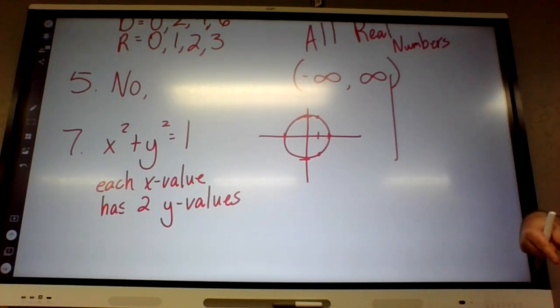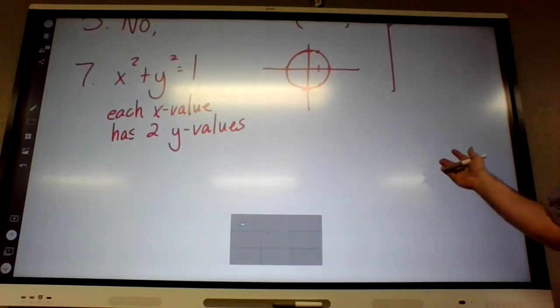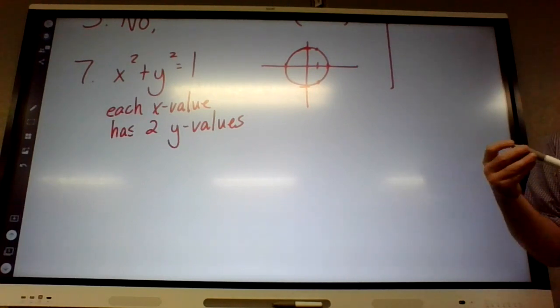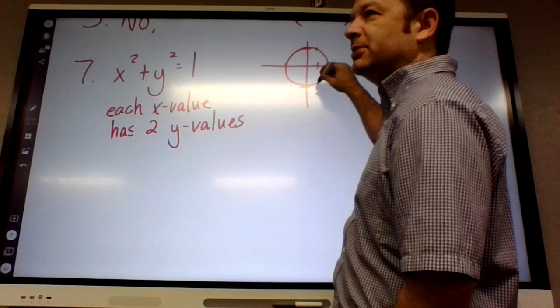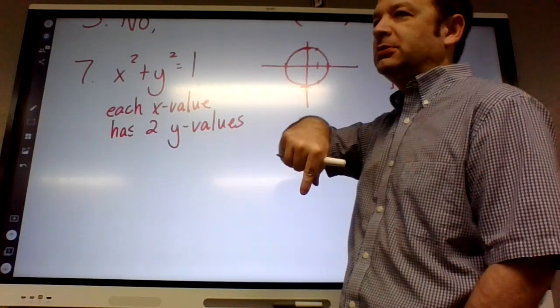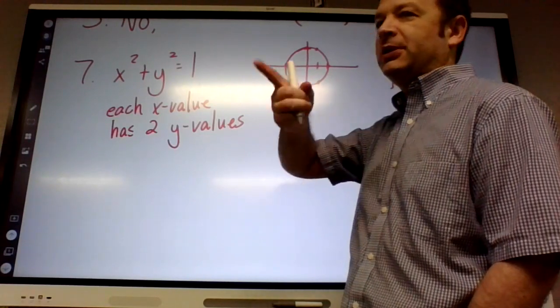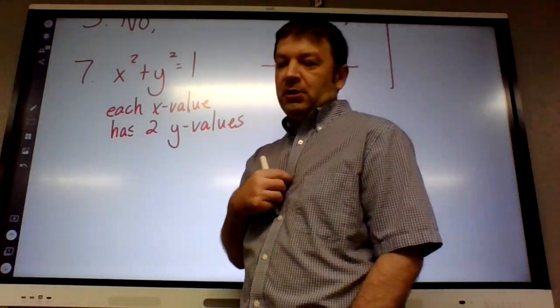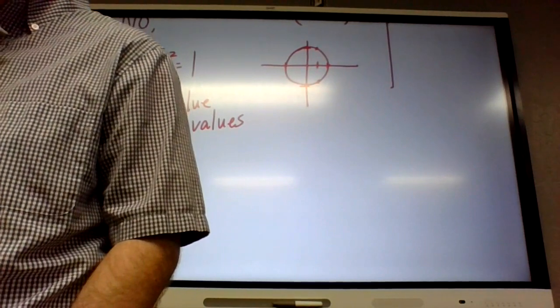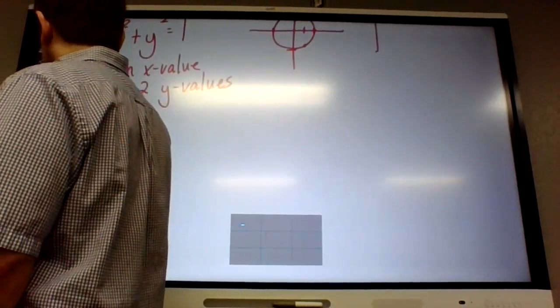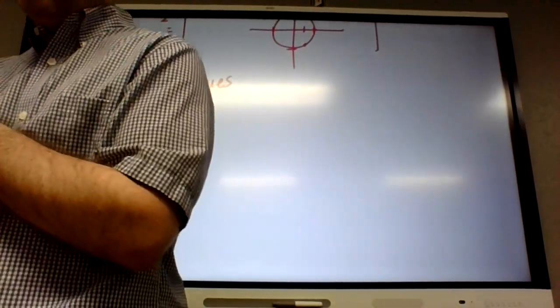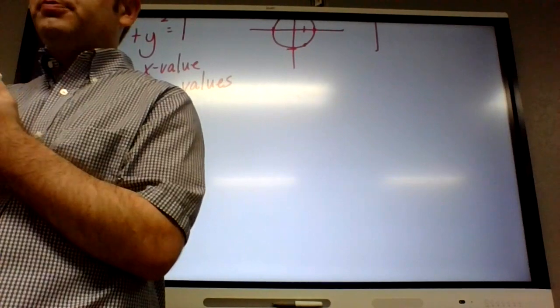So if 8 is a function, it would be because why? Because each x value has one y value. So what does that make 8? We were just talking about it. Okay, so if number 7 is not a function because each x value has a couple y values, then why would number 8 be a function? Because it doesn't have a couple. Right, it just has one, each x value has one y value. Okay. What does the graph of x cubed plus y cubed look like?